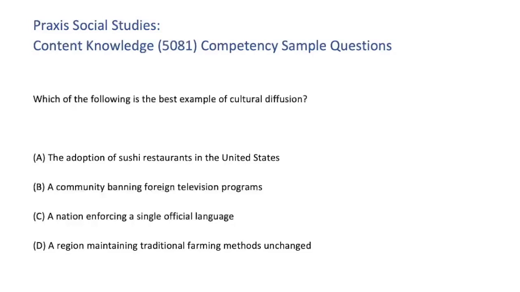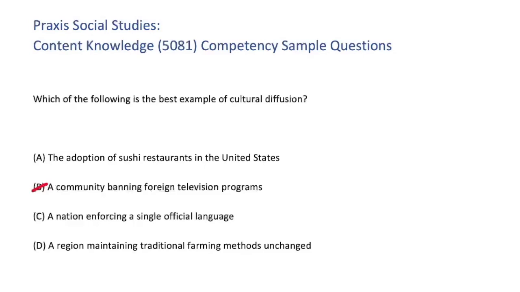When studying for a question like this, you will want to review cultural diffusion and look for examples of food, fashion, language, or religion spreading across cultures, since cultural diffusion is a blending and adaptation of cultural elements over time. With that in mind, let's eliminate the incorrect options, starting with choice B, a community banning foreign television programs. Banning foreign television programs actively prevents cultural diffusion, so we would not make this choice.